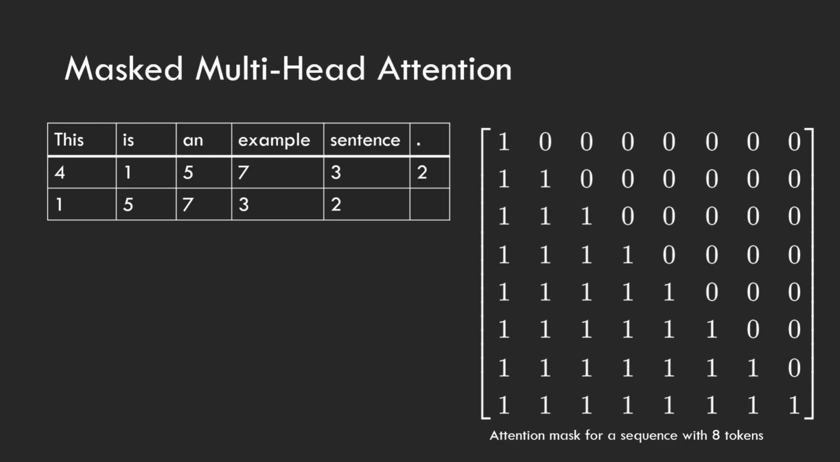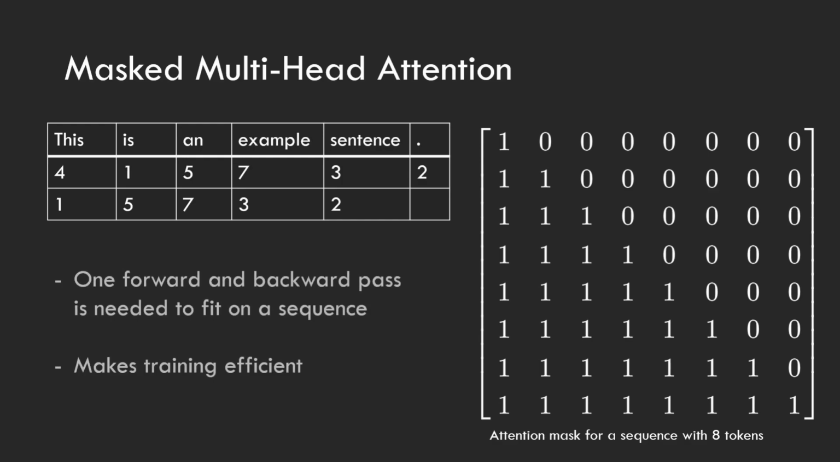To maintain the correct probability distribution, we rescale the probabilities so they sum to 1 across the value positions. This process makes training highly efficient, as we can pass an entire sequence to the model at once. Therefore, we need just one forward and backward pass per sequence.